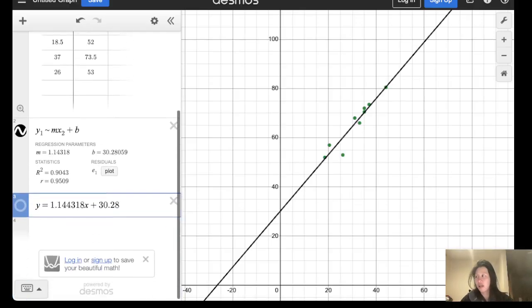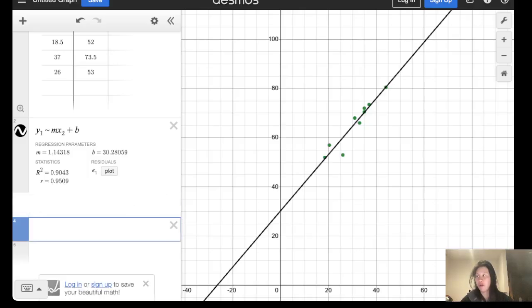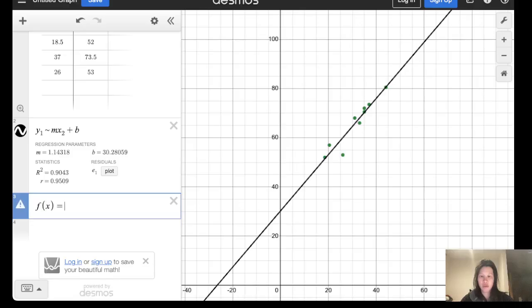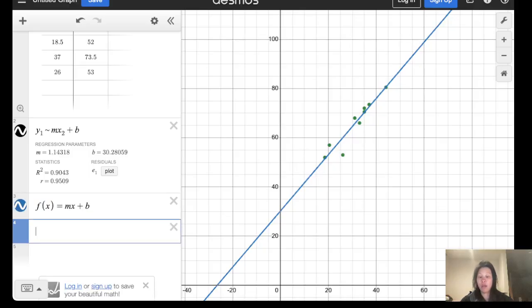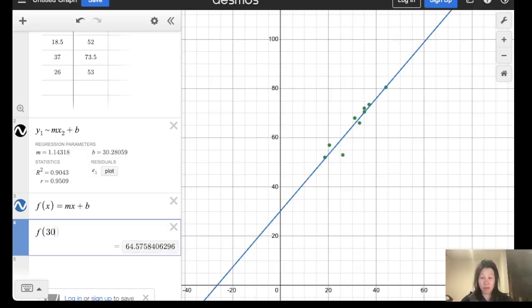Well, the answer is yes, because what we can do is type in a function, f of x equals mx plus b. So m is going to equal the slope that we found, 1.14318, and b is going to be the y-intercept that we found, which is 13.2859. Then we're trying to find, if the cricket chirps 13 times, f of 13. So the output is 64.57 Fahrenheit. So we can use this to predict what the temperature is going to be. That's what the fitting model is for.